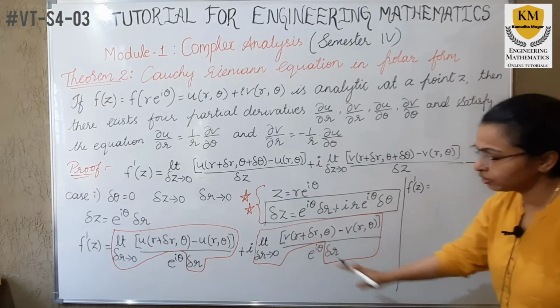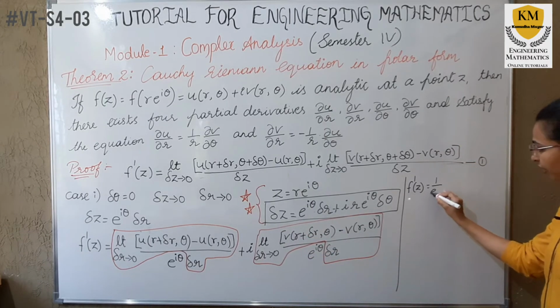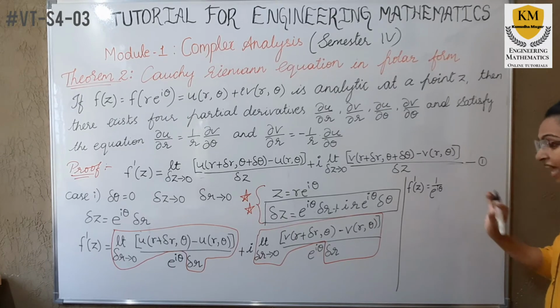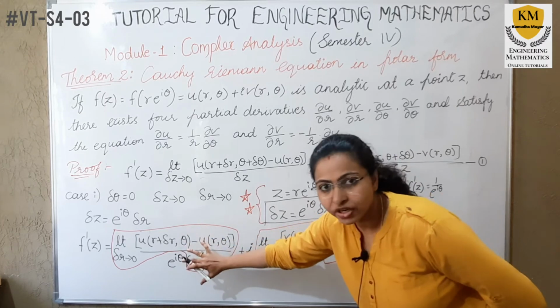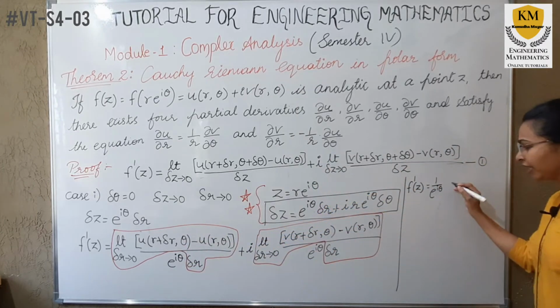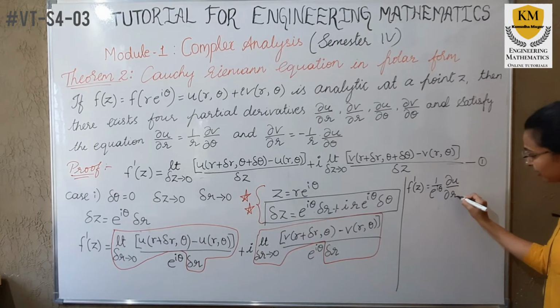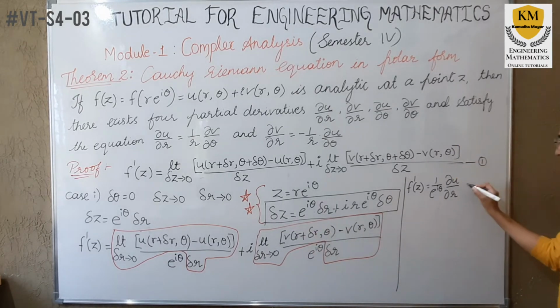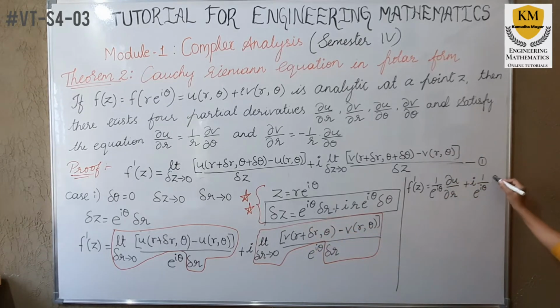1 divided by e to the power i theta is common. So let me take 1 divided by e to the power i theta as it is. This is exactly the basic definition of a partial derivative of function, del u by del r. Similarly, here also plus i as it is, 1 divided by e to the power i theta as it is. This is the exact definition of del v by del r.